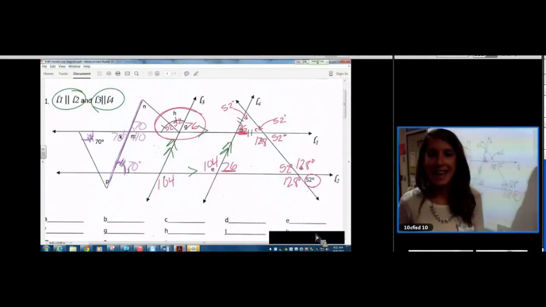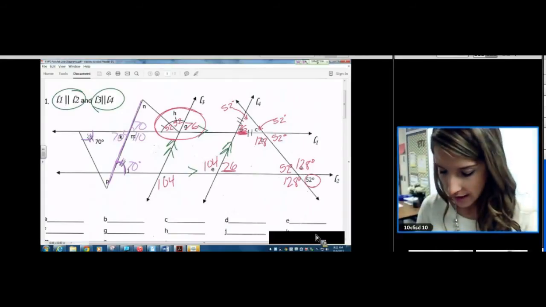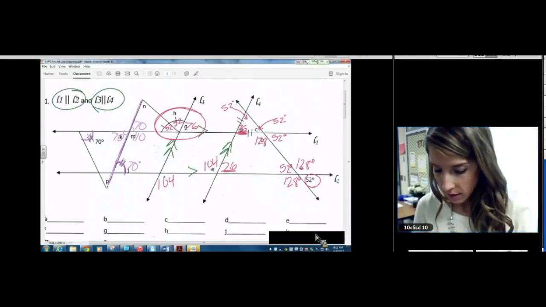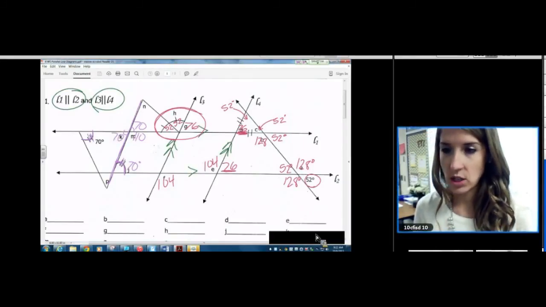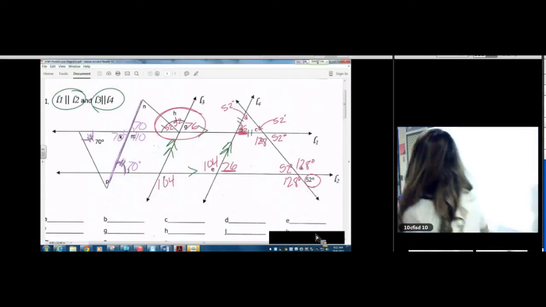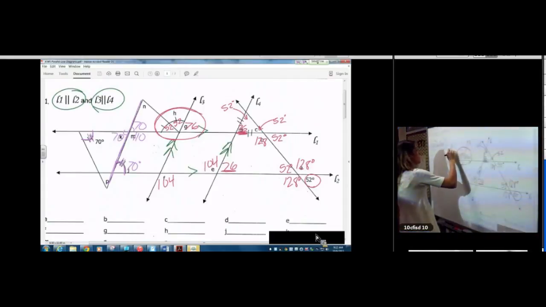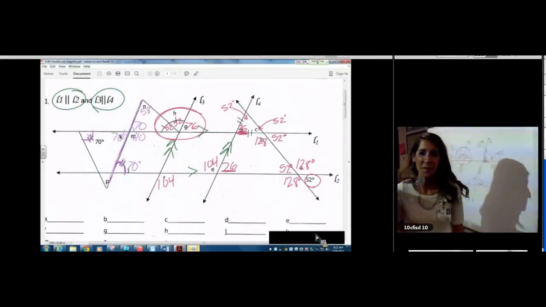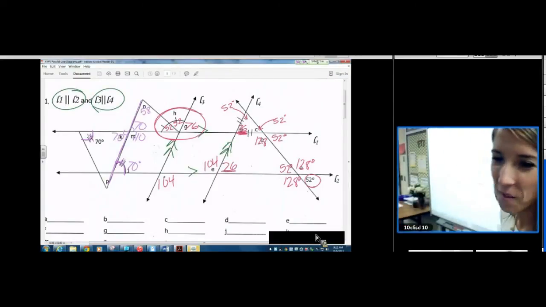And then to find N, you need to use a triangle. A triangle has 180 degrees. So 180 minus 70 minus 52, and N is 58. Everyone's following if you're watching, I hope. It's all making sense, I hope.